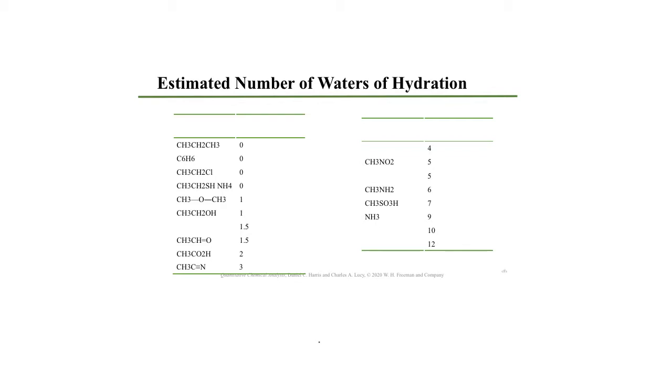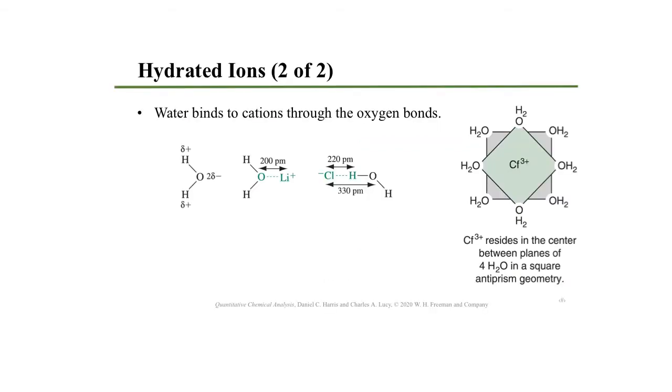So when you look at the estimation of how this behavior changes, one of the ways in which it changes is the number of waters of hydration affected. For instance, all the way up here you've got NH3 with 9, 10, 12 waters of hydration affecting it. So water binding to either the cation or the anion is going to bind slightly differently, through either the positive or the negative end.